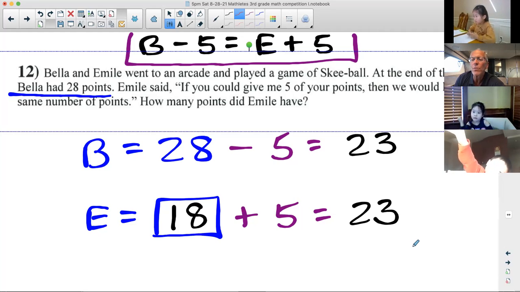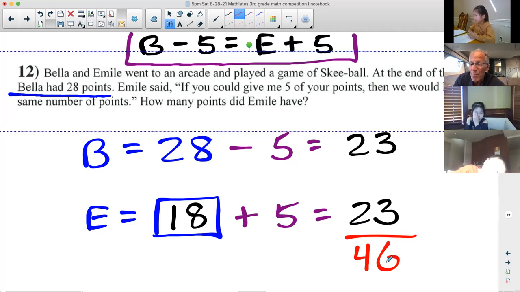And you write it down too, Jason and Catherine. So Eleanor, what do you think? 46. Now which one did you add? Did you add 28 plus 18, or did you add 23 plus 23? 23 plus 23. Eleanor did the exact same thing Mr. Kramer would have done. I would definitely have added the 23s. But Catherine, can we check our work to see if Eleanor is right?